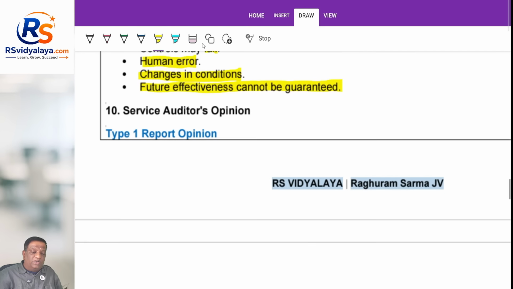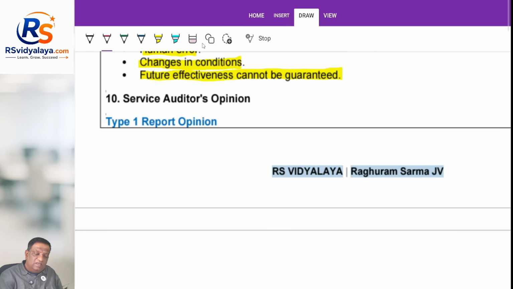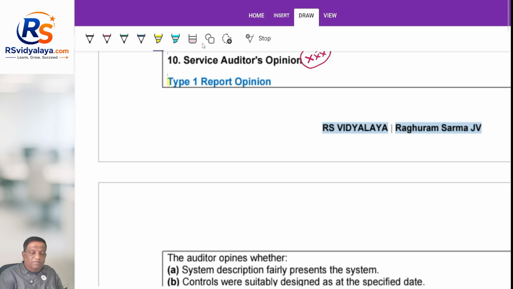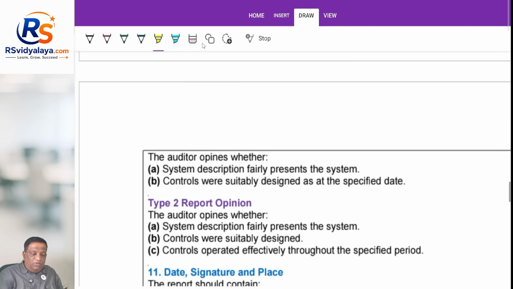Then comes the service auditor's opinion. Take three stars; this is the crux of this point. That would depend again on the type 1 report and type 2 report. Now, for a type 1 report, what will be there? Description of the system, and second, the design of the controls: controls are designed properly. And once it is type 2, then operated effectively throughout the period. So this third point also would come into the picture.